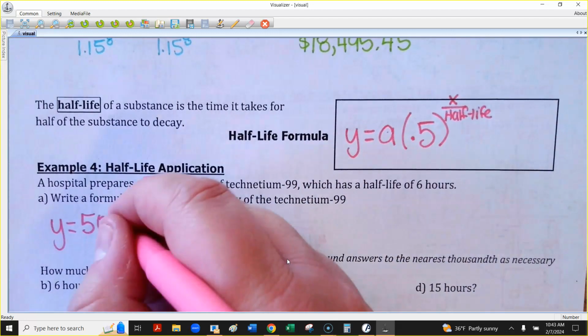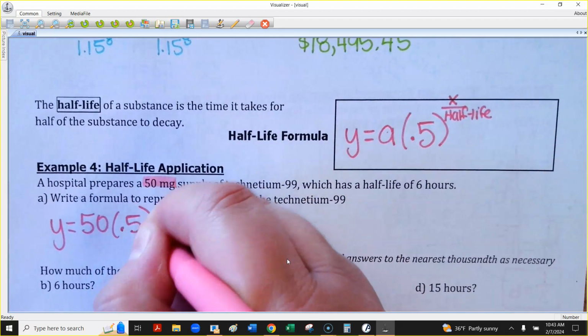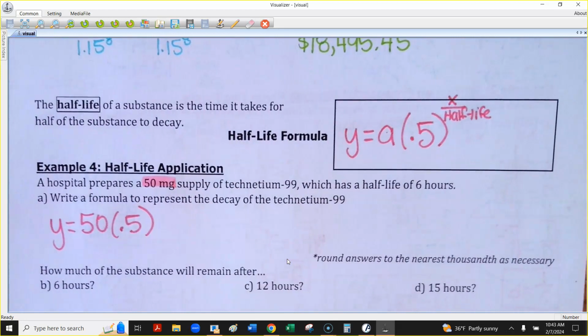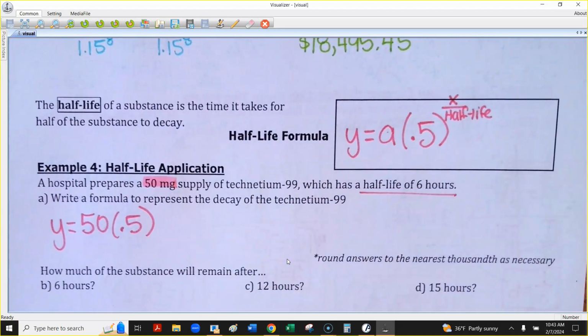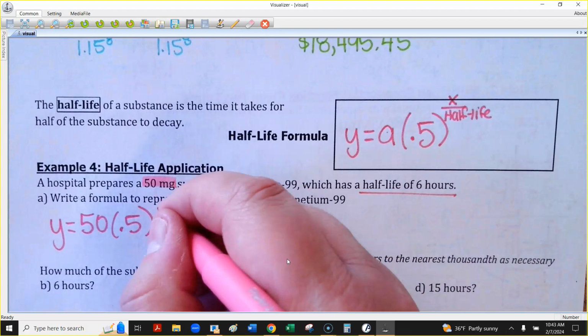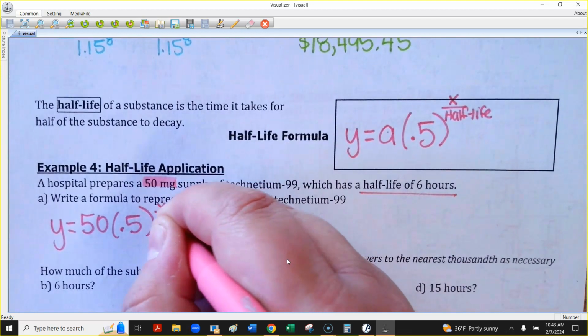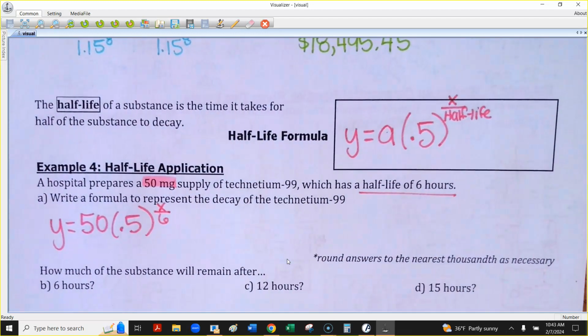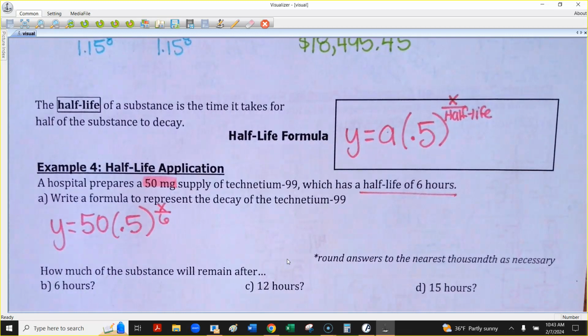My half-life, so I'm going to put 0.5 as the decay rate. And then it tells you the half-life is 6 hours. So the exponent here would be x over 6. Now, the time for x has to be in the same units as the half-life when you do these problems. That's not going to be an issue here. But then we're going to talk about how much of the substance would remain after each of these.